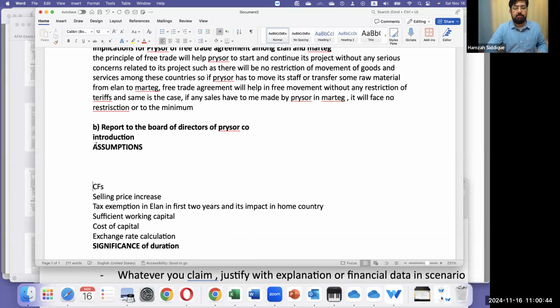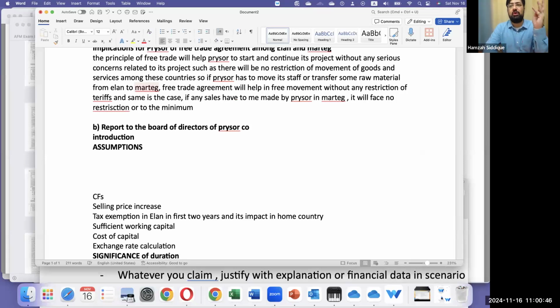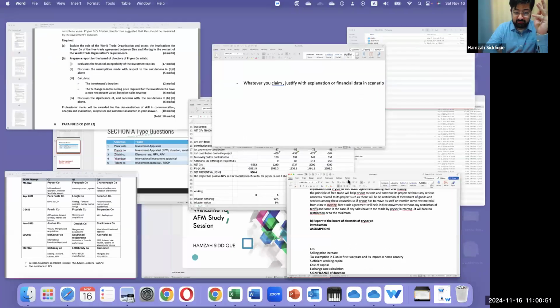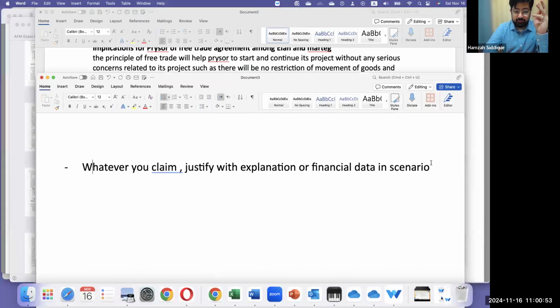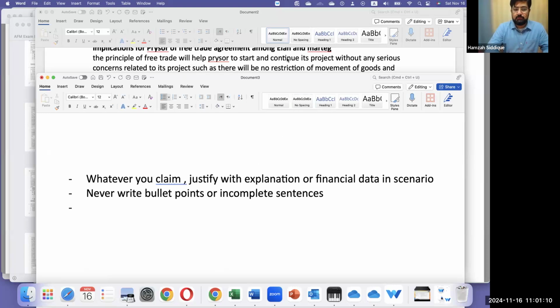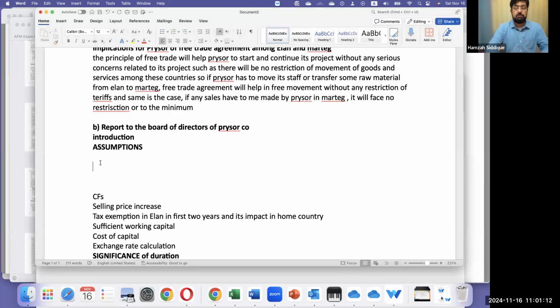Students, one by one. We have not to write bullet points, remember. Never write bullet points. Second rule: bullet points or incomplete sentences, never write. Whatever you write, discuss.